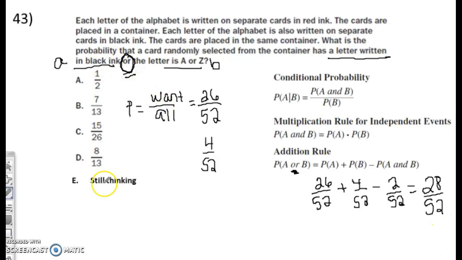Now that doesn't match my answer choices, so if you have a calculator that does fractions, you can type that in the fraction button and it reduces to 7 over 13. But just as a reminder, if you don't have a fraction button, turn it into a decimal. Do 28 divided by 52. It's about 0.54, so then you're going to go through and see which of these is also 0.54. In this case, your answer is B.